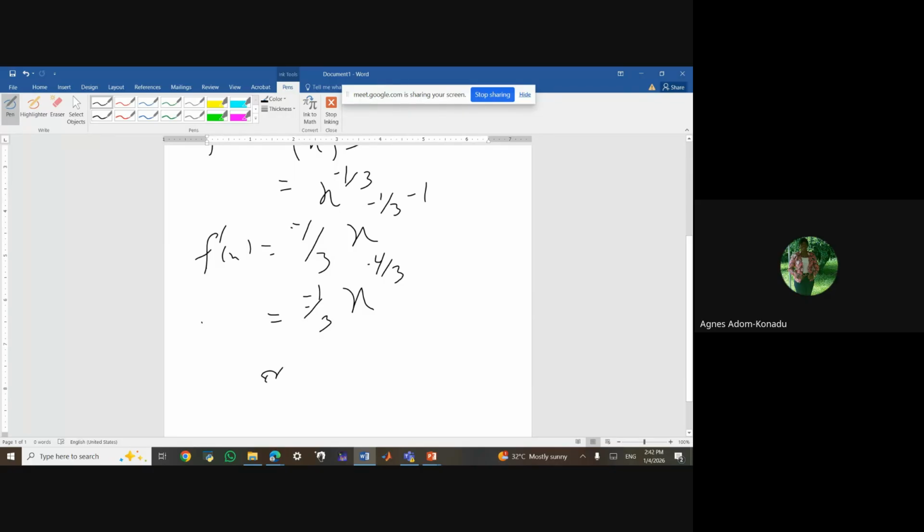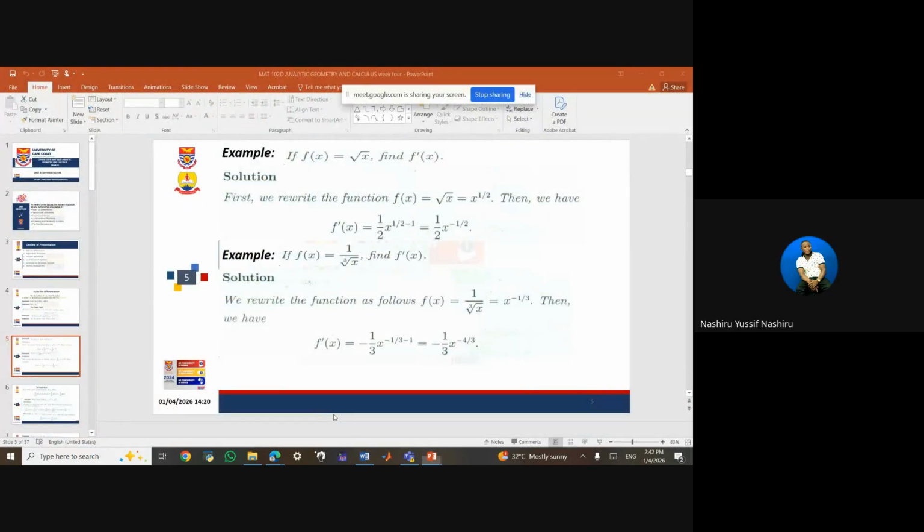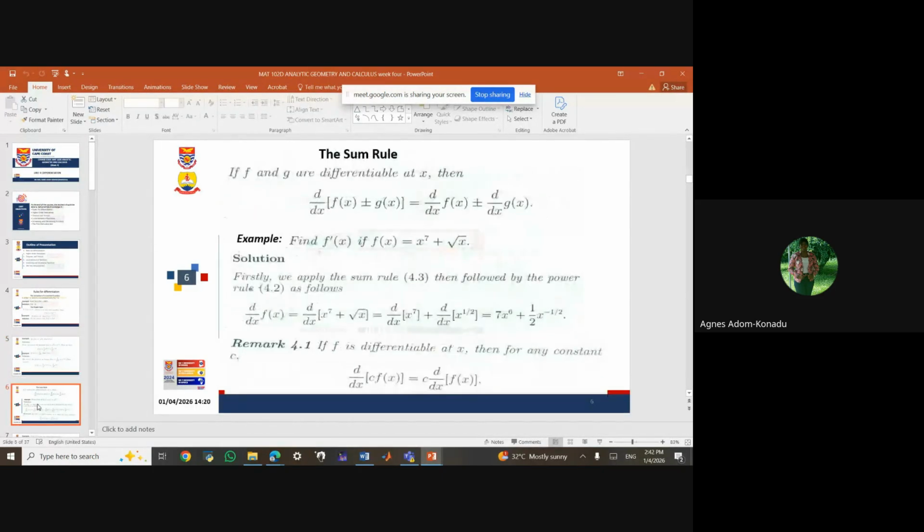So it's negative 1 over 3 x to the power negative 4 over 3, the same as 1 over 3 times cube root of x to the power 4. Is it the same? Yes, madam. Okay, thank you very much. So that's it.